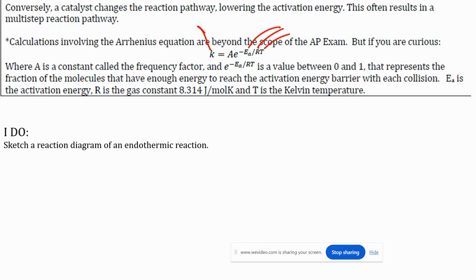It was never. What, honey? It says that is a frequency factor.